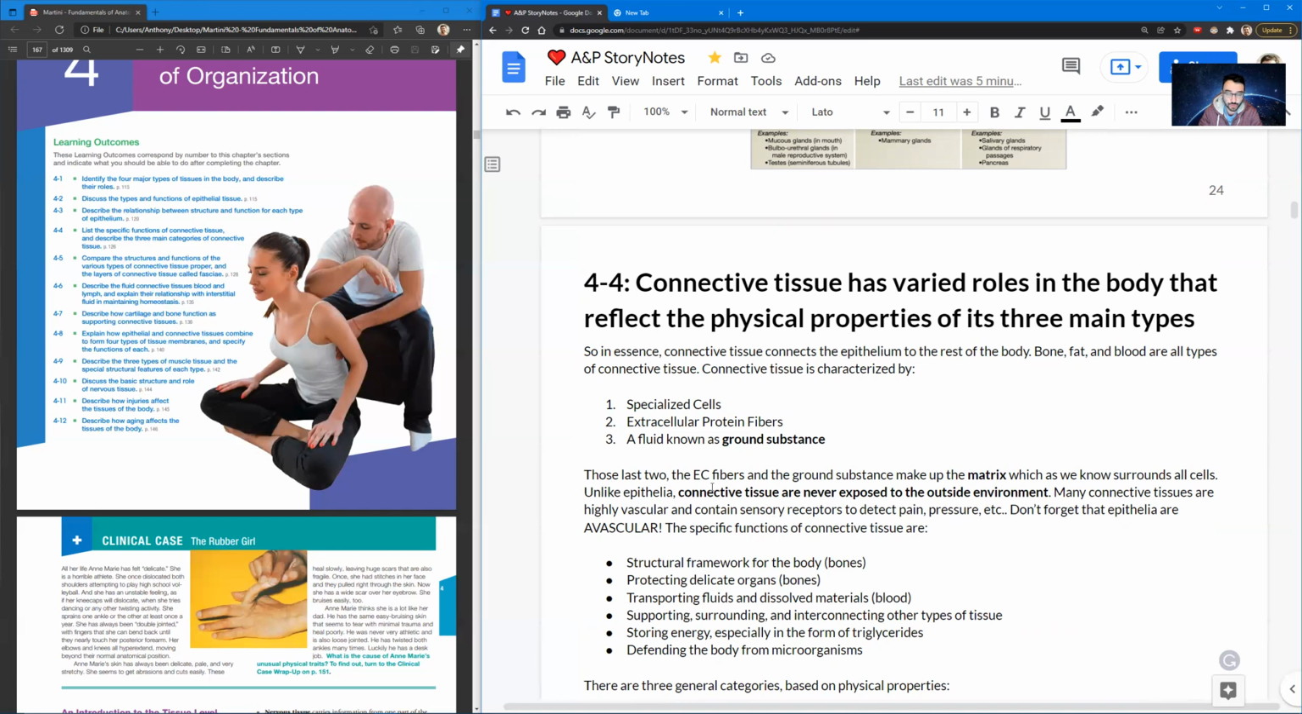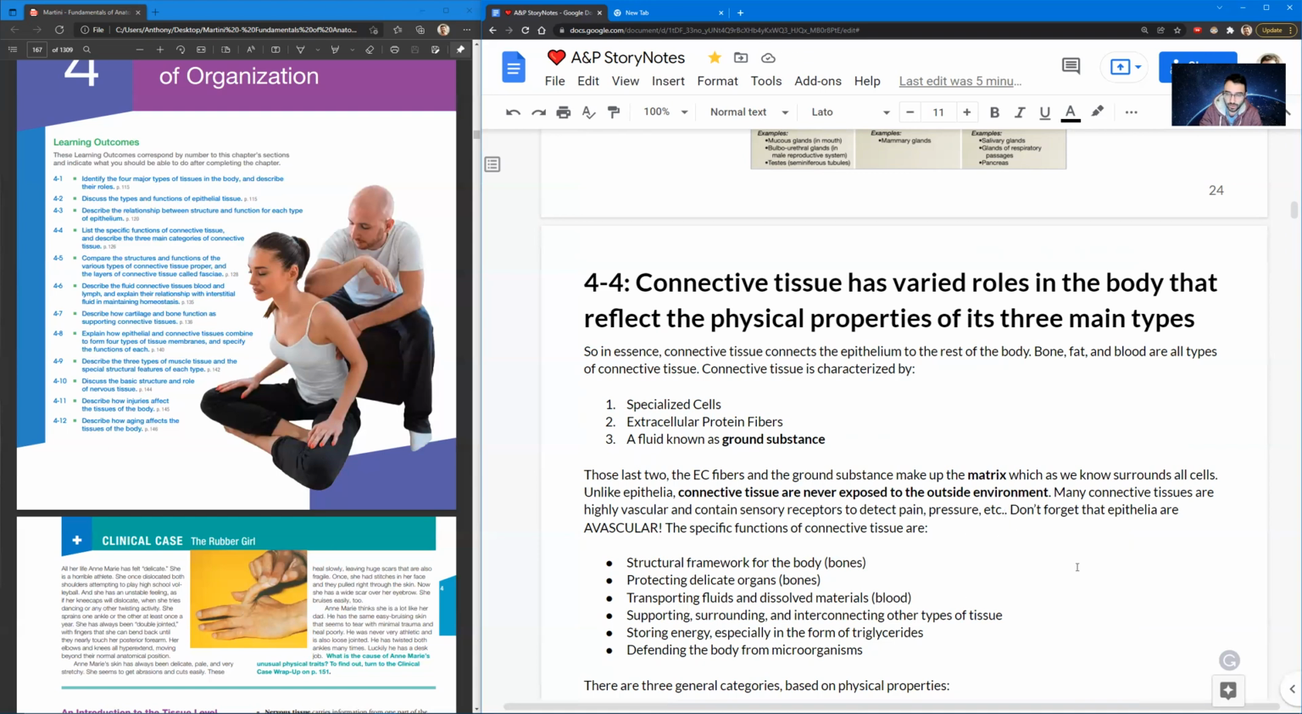All right. Those last two, those extracellular, which I'll call EC fibers, and the ground substance make up the matrix. So we've heard in the past this ECM, this extracellular matrix, all right? And we know that that surrounds all cells. So unlike those epithelia, connective tissue are never exposed to the outside environment, which makes sense. That's the job of the epithelia, all right? A lot of that connective tissue is very highly vascular. Like we said before, epithelia do not have a blood supply. And although they're not on the surface, connective tissue has those sensory receptors to detect things like pain or pressure.